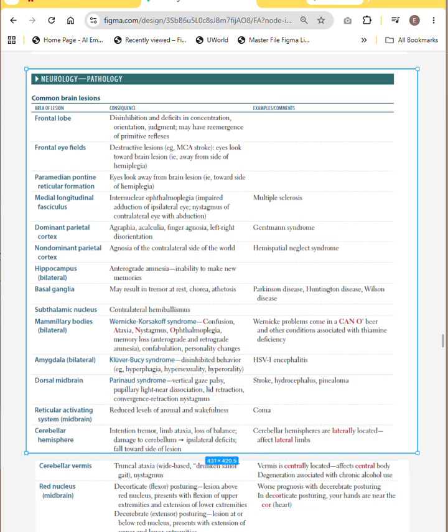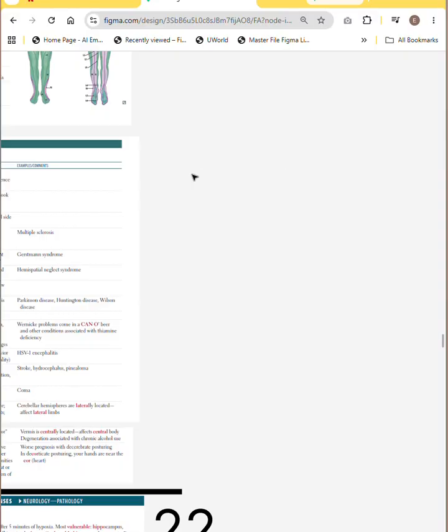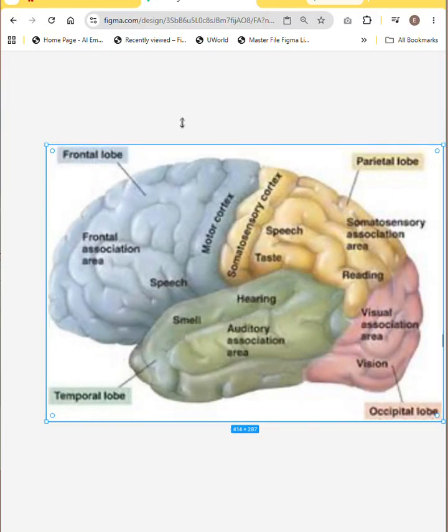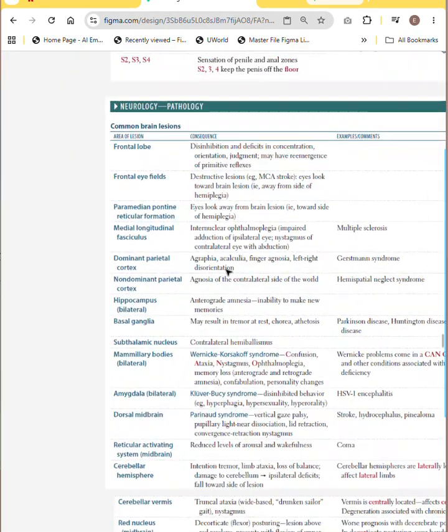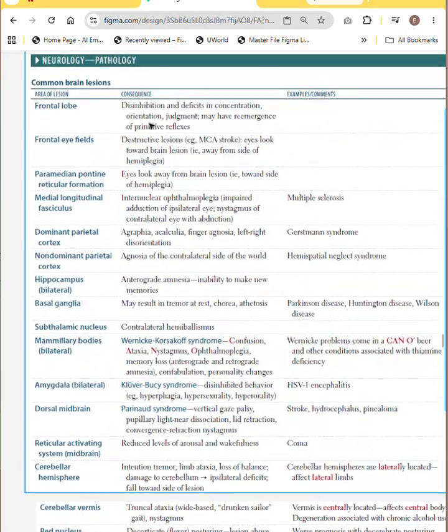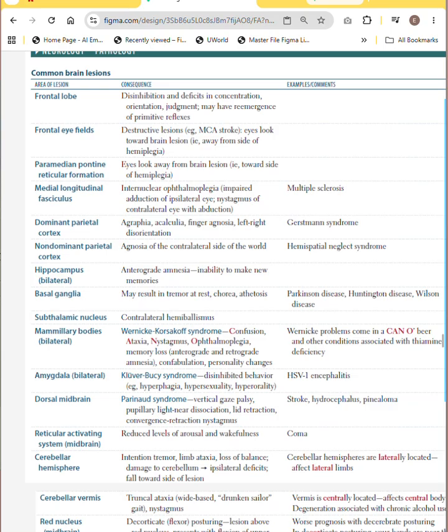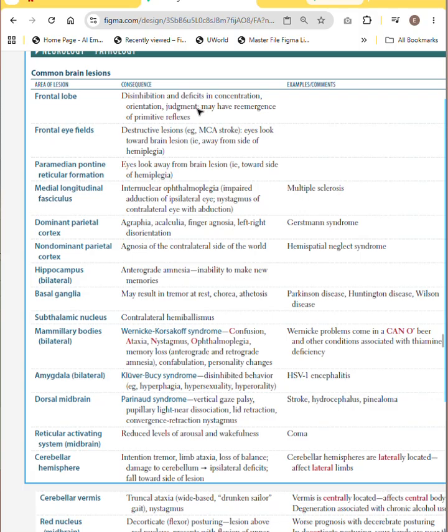Now, I don't need to get into so much detail about this, but I will put up a picture here for you guys to look at the frontal lobe, right? So we're talking about this frontal area here for now. A consequence of a lesion in the frontal lobe will be disinhibition and deficits in concentration, orientation, and judgment. Judgment is your most clueful word. There may also be the emergence of primitive reflexes.